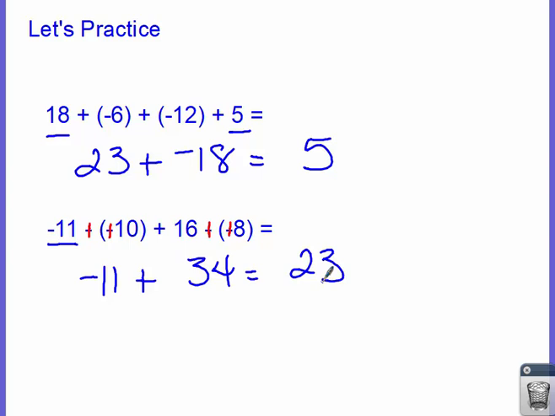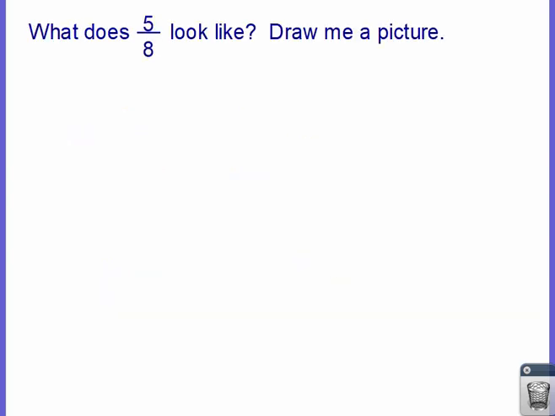Well, today what we're going to attempt to do is put our integer rules together with mixed numbers by the end. Okay, so that's where we're headed. So let's start off with fractions. The first thing I would like for you to do is draw me a picture of 5/8 so I can see what you know about fractions. Your picture will help me determine whether or not you understand its true meaning. So pause the video and draw me a picture of 5/8.